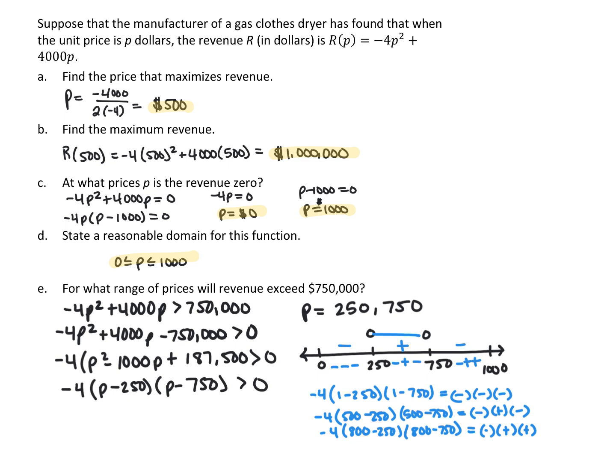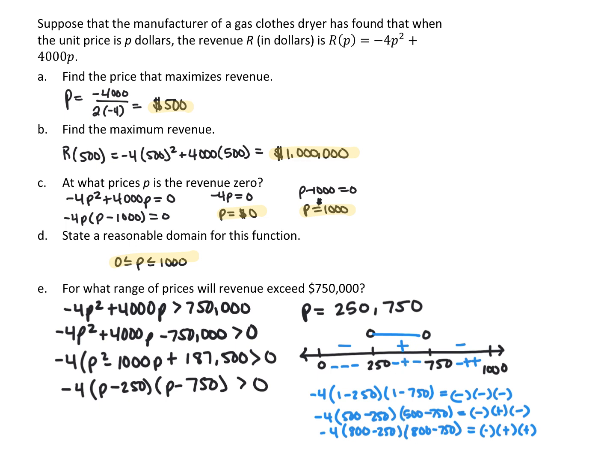So between 0 and 250, I plugged in 1, and including this -4 in front, I got a negative, a negative, and a negative. So 3 negatives makes the whole thing negative. Between 250 and 750, I plugged in 500. So again, the -4 is still negative. The first term would be positive, and then the third one would be negative. So I end up with 2 negatives, which makes the whole thing positive.